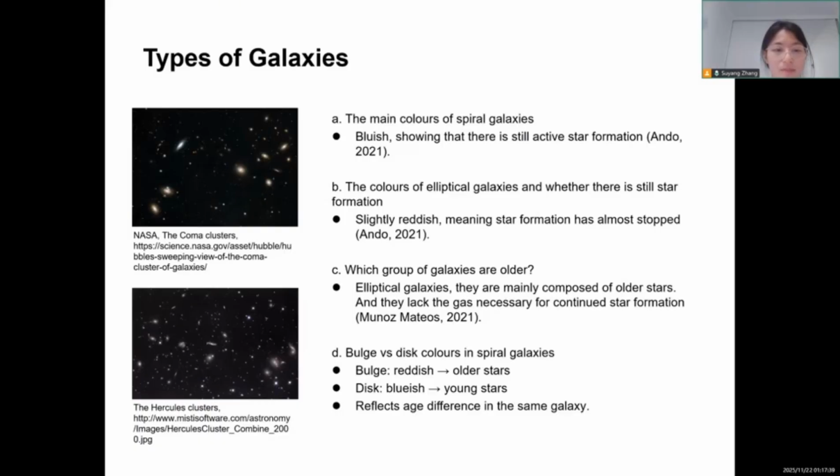In the same spiral galaxy, we can also observe this age difference. The central bulge is more reddish because it's where old stars gather. The outer disk is bluish because it's the area where young stars are forming. These color features enable us to determine the age and activity status of galaxies without using any complex instrument.